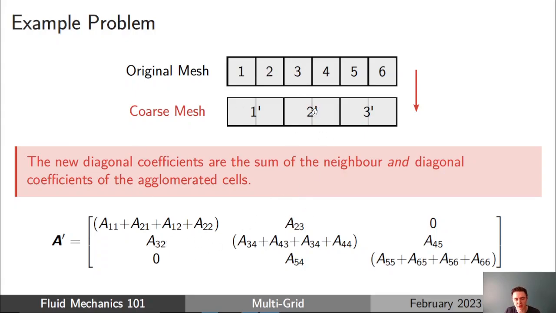If we move on to cell 2 prime, it was calculated by agglomerating cells 3 and 4 together. And so you can see the neighbour coefficients and the diagonal coefficients have been combined together.